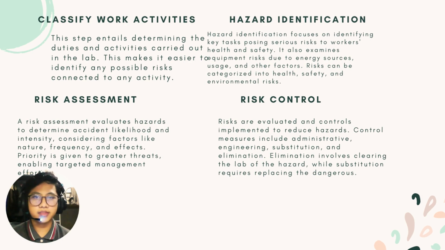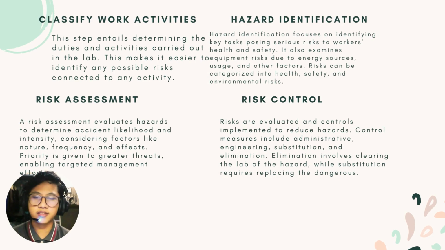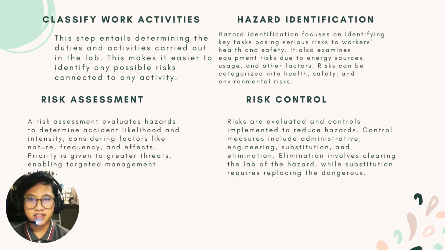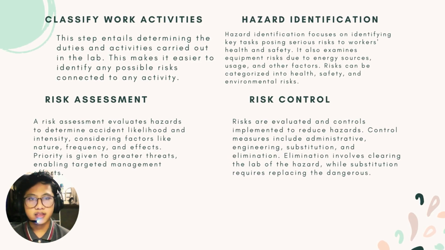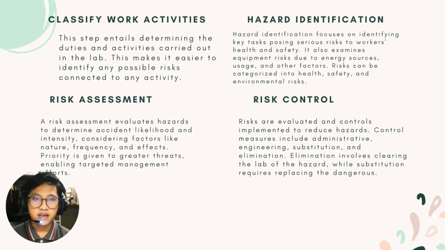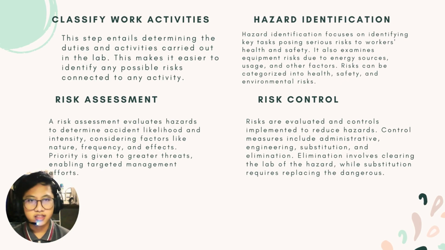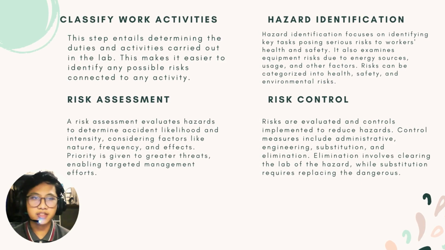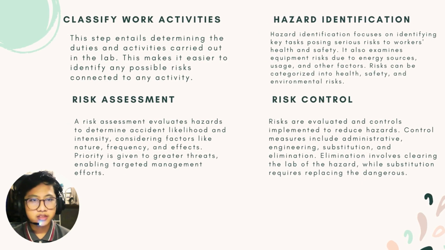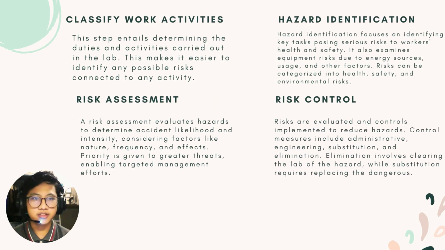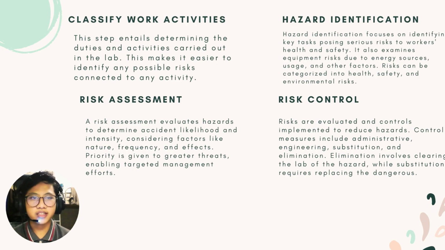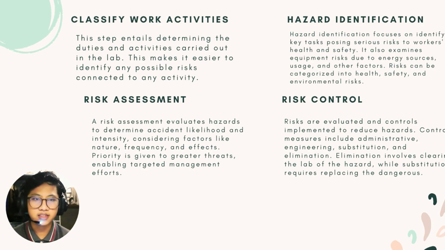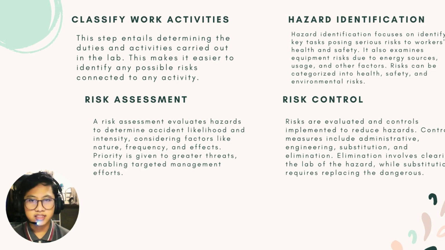Classify work activity. This step intends to determine the duties and activities carried out in the lab. This makes it easier to identify any risks connected to any activity. Second, the hazard identification. The hazard identification focuses on identifying key tasks for serious risks to workers' health and safety. It also examines equipment risk due to energy sources, usage, and other factors, which can be categorized into health, safety, and environmental risks.